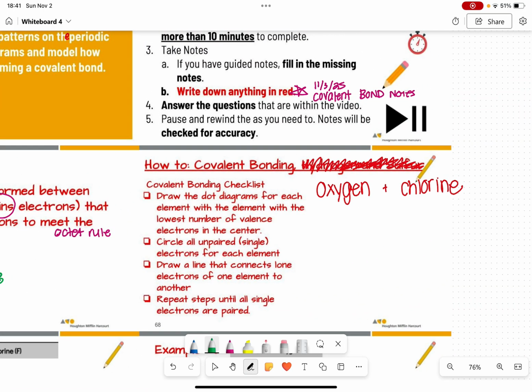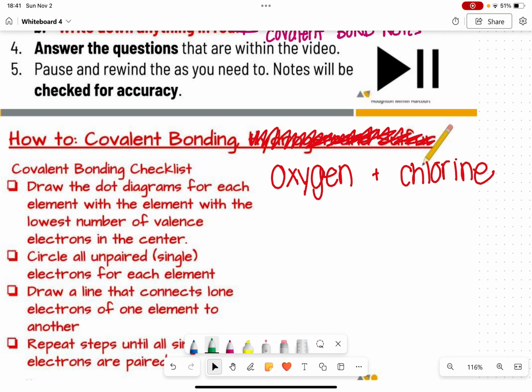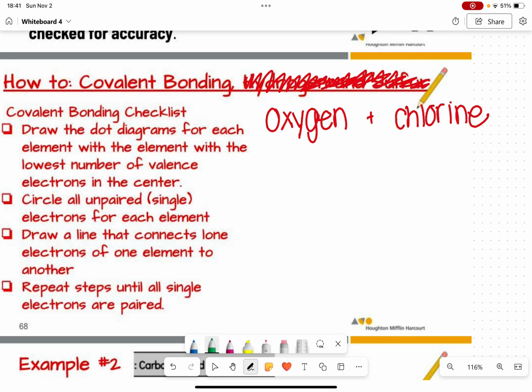So how to draw covalent bonds. We're going to use our checklist just like we use for ionic bonding to help us draw. We're going to follow this checklist every time, and this is how I'm going to be grading your work to make sure that you're meeting every single step. First is draw the dot diagrams for each element with the element with the lowest number of valence electrons in the center. If I look on my periodic table, oxygen has 6 valence electrons, chlorine has 7.